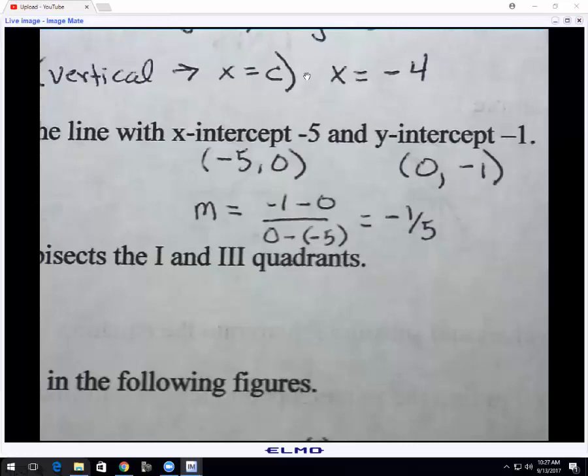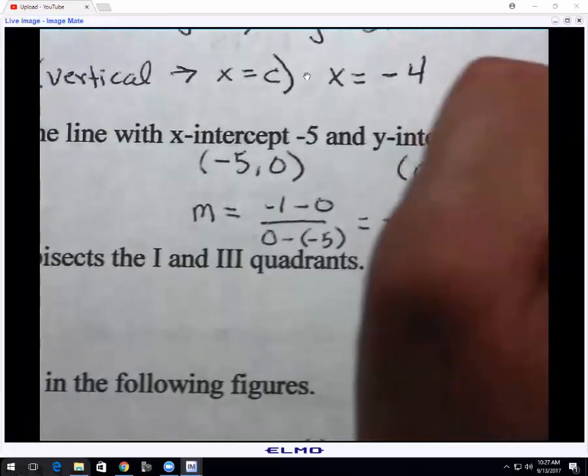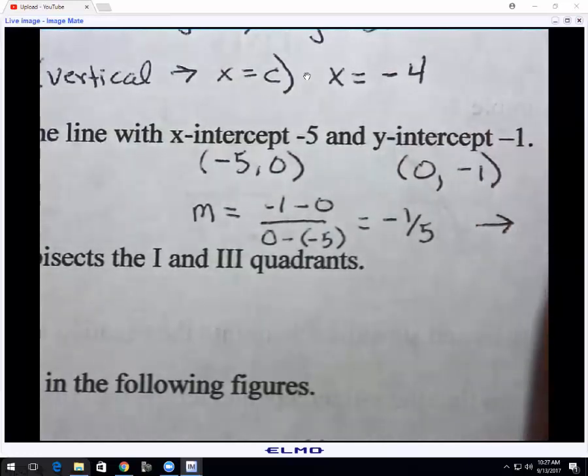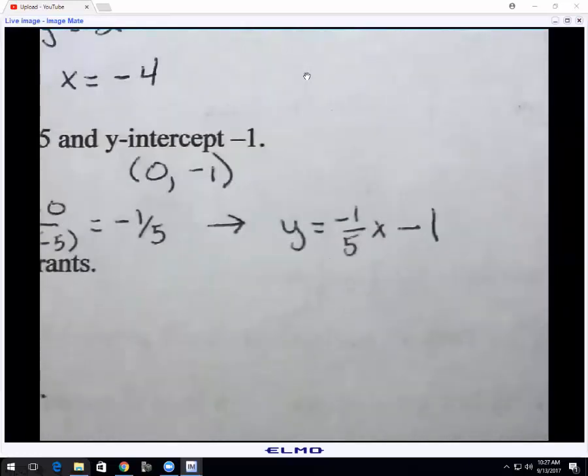I have the slope and the y-intercept. If I have the slope and the y-intercept, I can just put it in slope-intercept form. The slope is -1/5, and the y-intercept is -1. So the equation of the line is y equals -1/5 x minus 1.